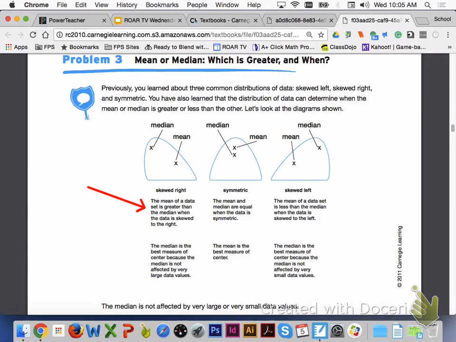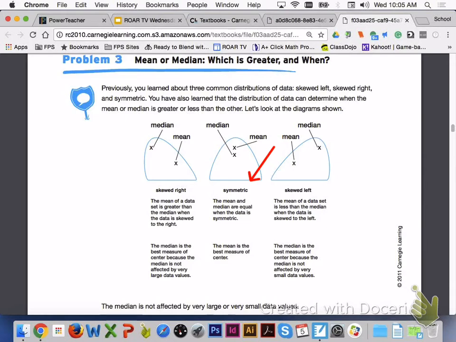When my distribution is skewed right, the mean of a data set is greater than the median when the data is skewed to the right. The median is the best measure of center because the median is not affected by very large data values.